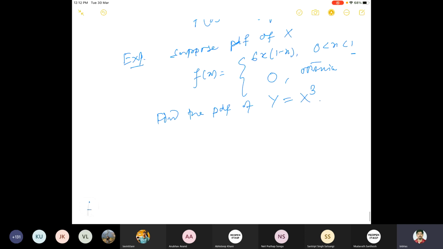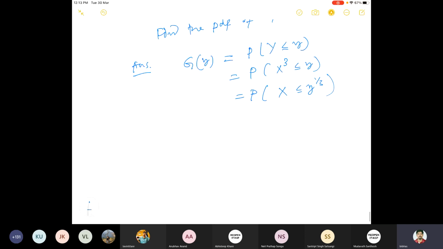So what do we do? We'll first let G(y) denote the probability distribution function of Y. So this is the probability of Y less than or equal to y, for any small y. Essentially this means the probability of X cubed less than or equal to y, which means the probability of X less than or equal to y to the power 1/3, the cube root of y. Now we can use the probability density function of X and find it out. It will be nothing but the integral from 0 to y^(1/3) of f(x) dx, where f(x) here is 6x(1 minus x) dx.